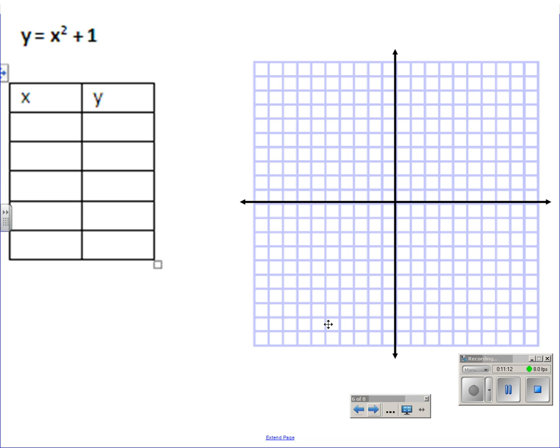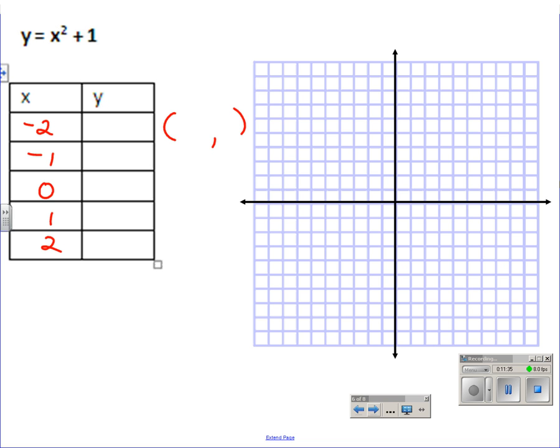All right, let's try one more. This will be our last one. So here's our equation, y equals x squared plus 1. All right, again, in order to graph, I need to have some coordinates. All right, right now I don't have any. So I need to figure out what are some numbers that make this true. So I'm going to put some different numbers in for x. All right, so I'm going to do negative 2, negative 1, 0, 1, and 2.